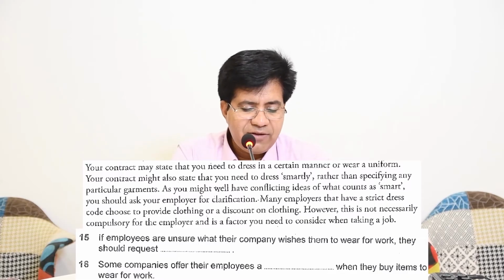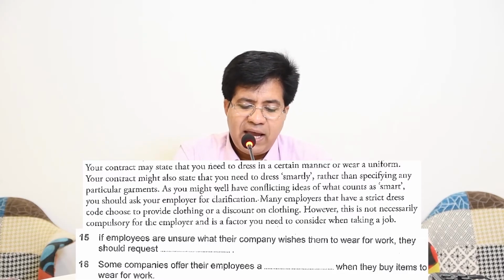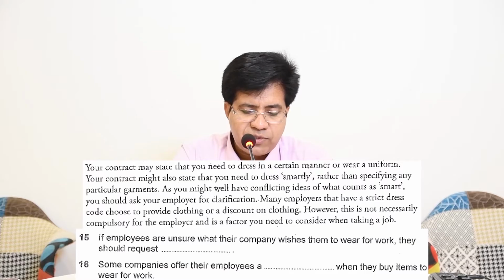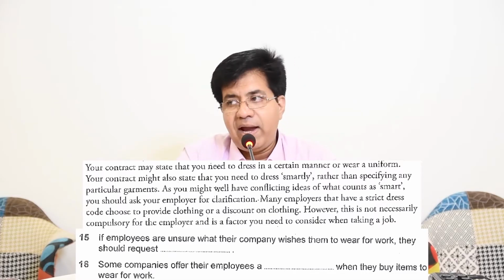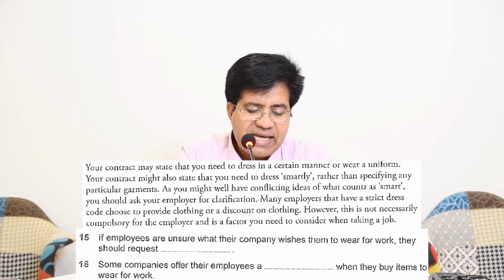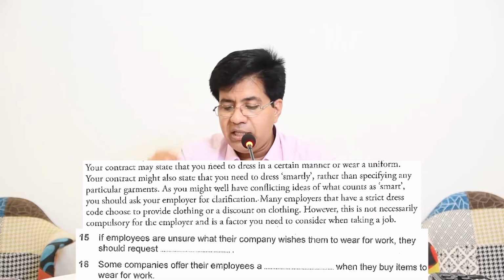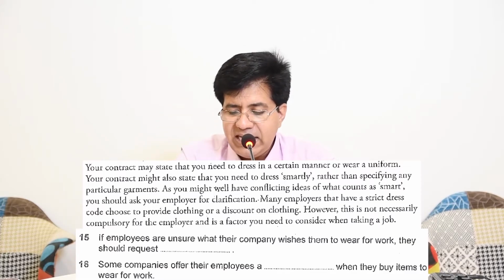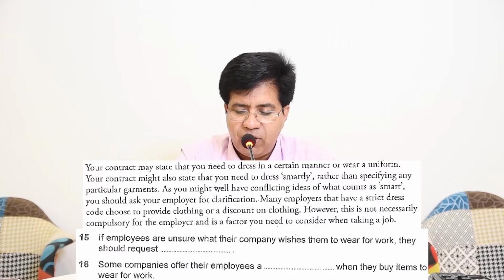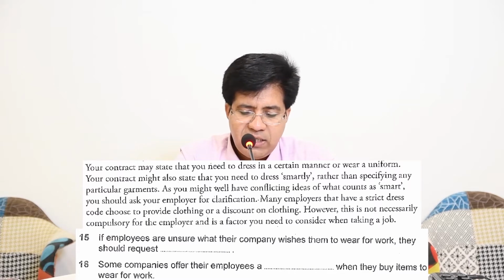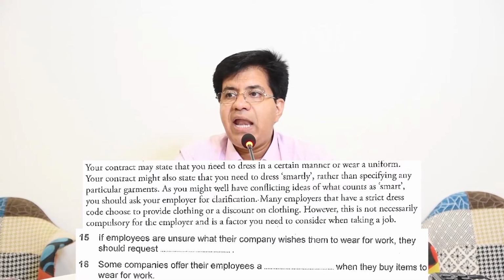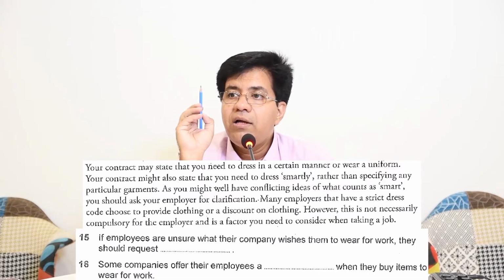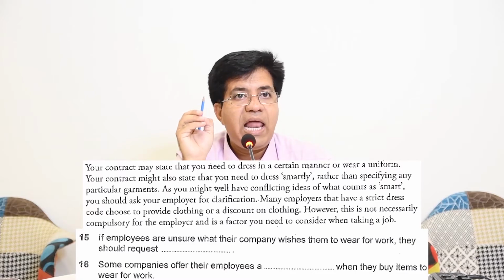Now listen, by the way, I just read this again. As you might well have conflicting ideas of what counts, the next line, many employers that have a strict dress code choose to provide clothing. Now, either they provide them clothes or a discount on clothing. So, for clothing, they use the word item, buy items to wear for work. So, the answer is going to be discount. And you can see a discount in the passage, and before the blank, they have written "a". So, sometimes the article is also very helpful.